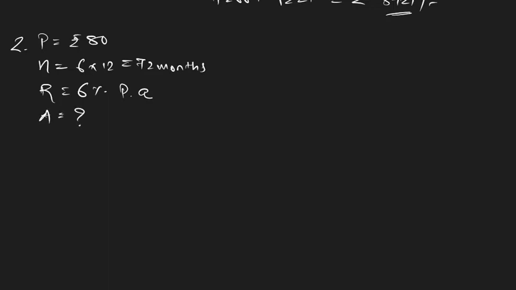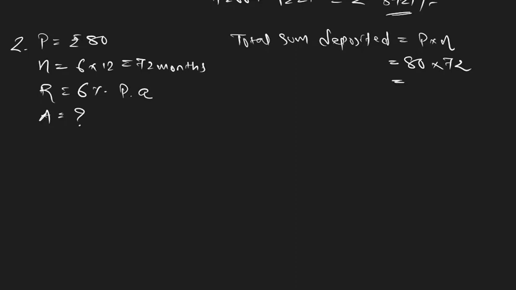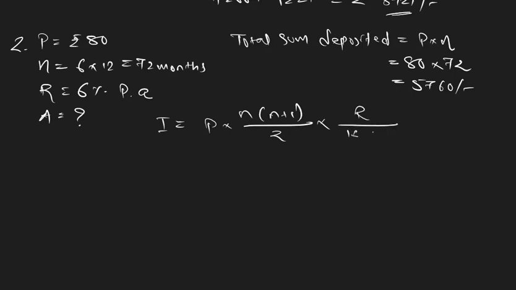So for this, first we need to find total sum deposited. Total sum deposited is equal to P into N. That is 80 into 72. Let me calculate, 80 into 72, 5760. 5760, and I need to find the interest. The interest is P into N (N plus 1) the whole upon 2 into R the whole upon 12 into 100.